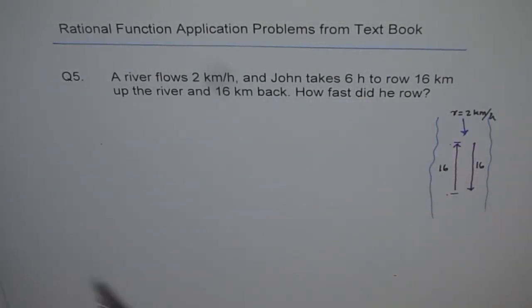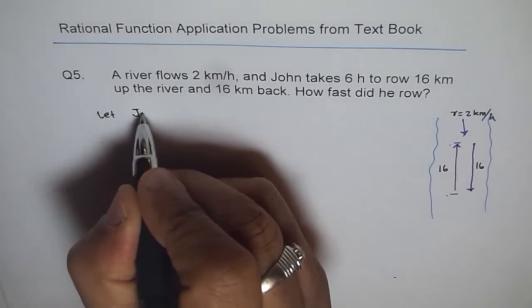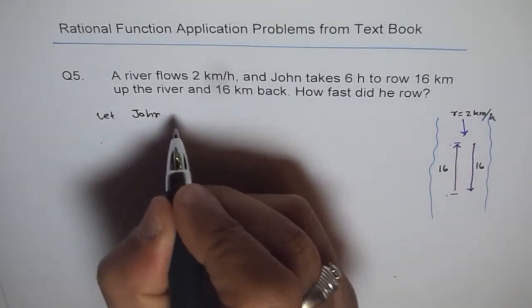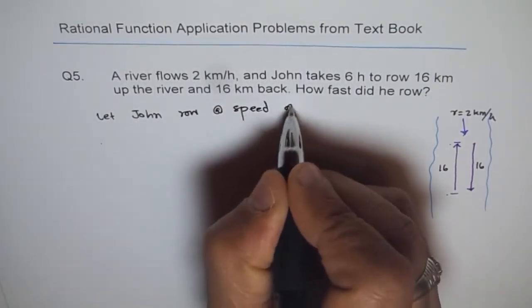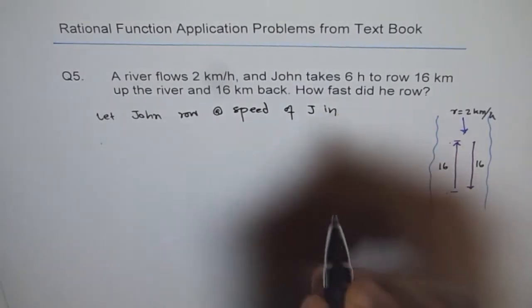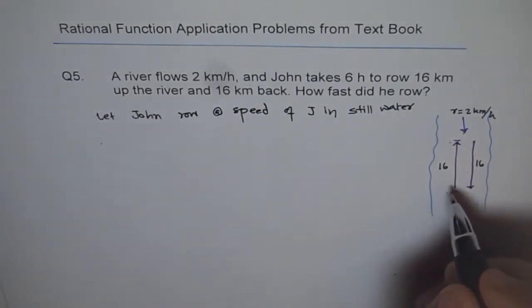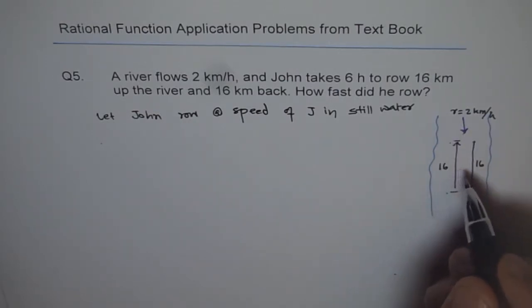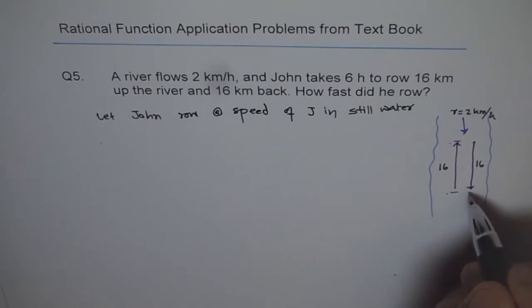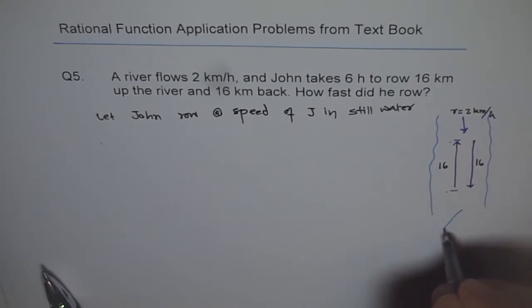So let us say John rows at a speed of J in still water. When he's rowing against the water, the net speed is J minus 2, and when he's rowing with the water, the speed is J plus 2. Time, as you know, we will take care of this with our distance time triangle.